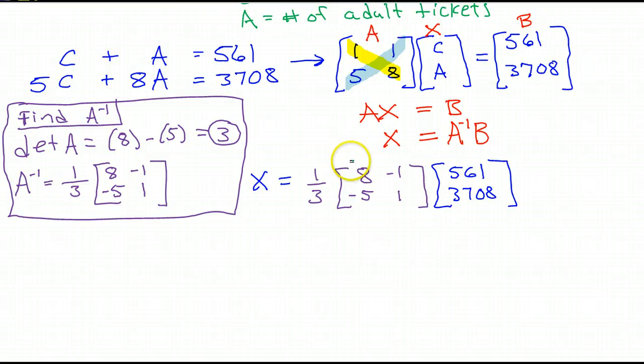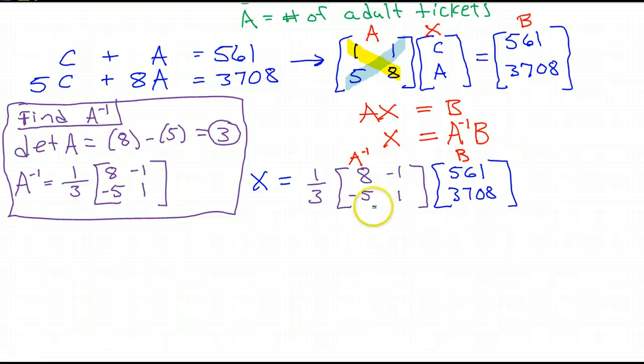This is A inverse, and this is B. So we're doing A inverse times B. Now the easiest way to do A inverse times B is to multiply these two matrices together first, and then divide everything by 3 at the very end. So let's do that.